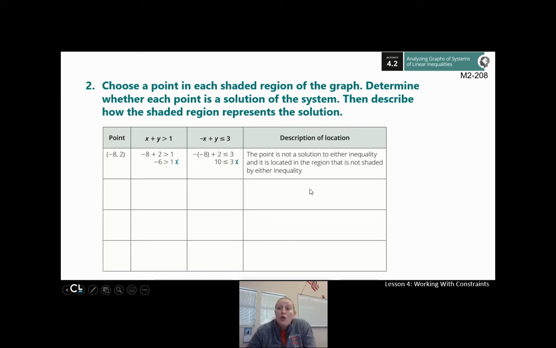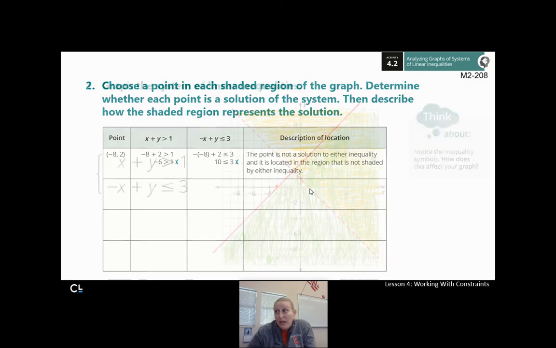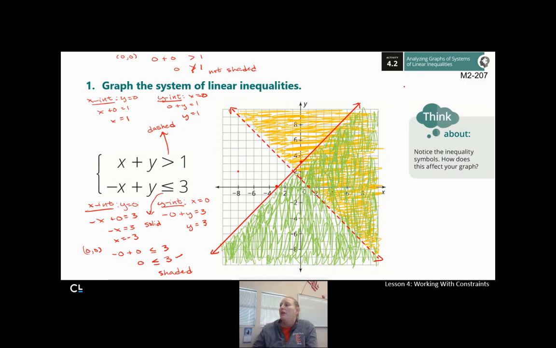Now, I'm going to point out you probably picked different points than I picked, but that's okay. I'm going to pick a point up in this region, like this point. This point looks good. That's -1, 5. So I'm picking -1, 5. We already did -8, 2. I'm going to pick this point, -1, 5, and let's see what happens.